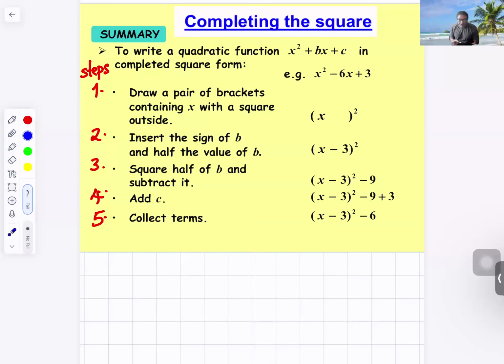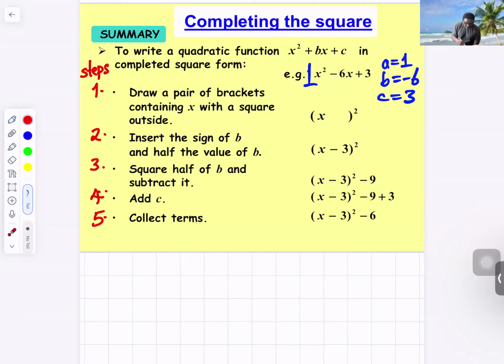For question 17, we need to know how to complete the square. So this is just a summary of the process to complete the square. There are 5 steps, 1, 2, 3, 4, 5, and you can just follow them and you will complete the square. Let's look at this example. We want to complete the square for x squared minus 6x plus 3. The number in front of x squared is 1. So that means A is 1, B is -6, and C is 3.